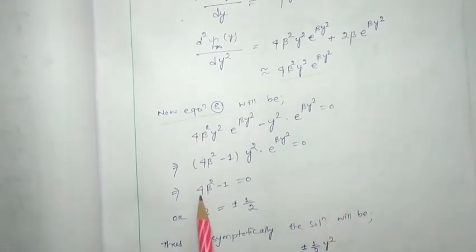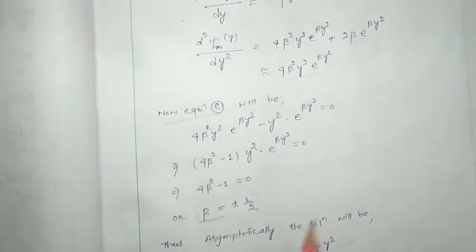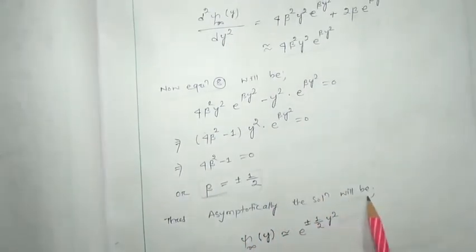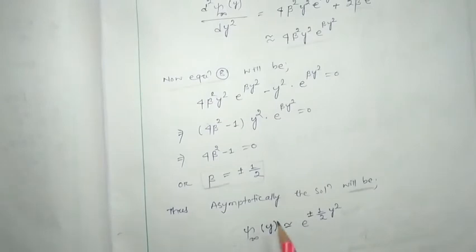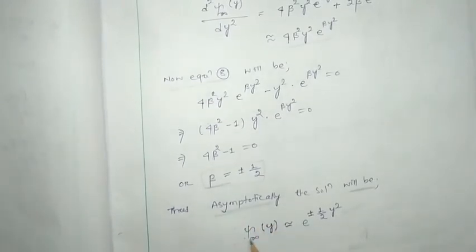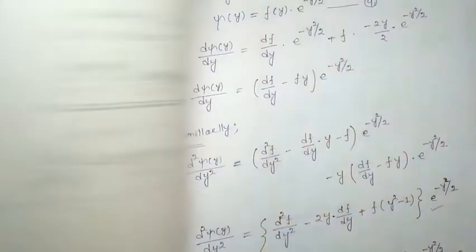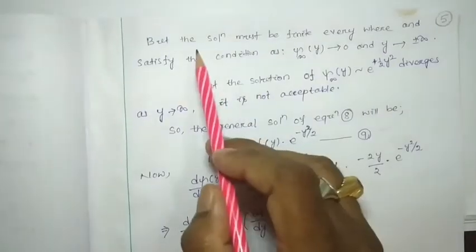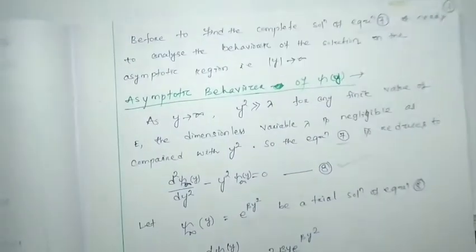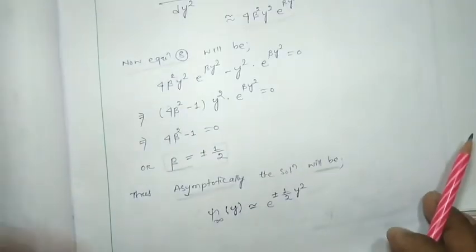That implies 4 beta square minus 1 equal to 0, and beta is equal to plus or minus 1 by 2. Thus asymptotically the solution will be psi infinite y approximately e to the power plus or minus y square by 2. So here you can see one interesting thing.